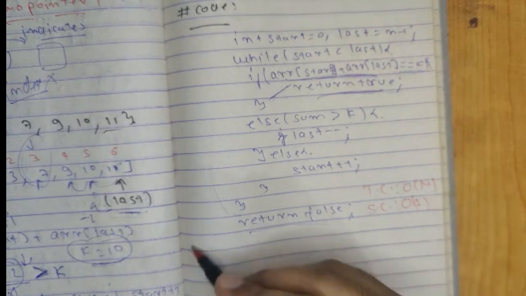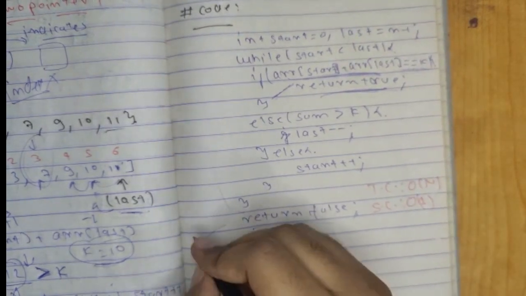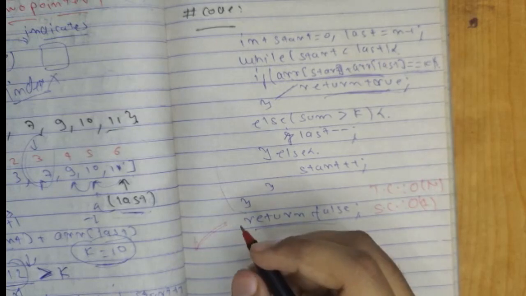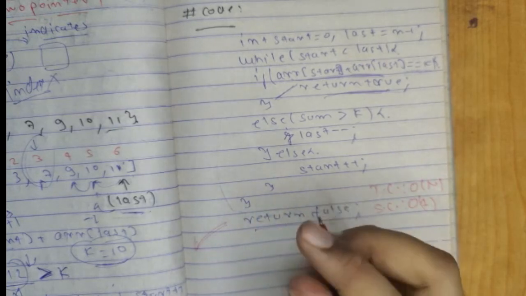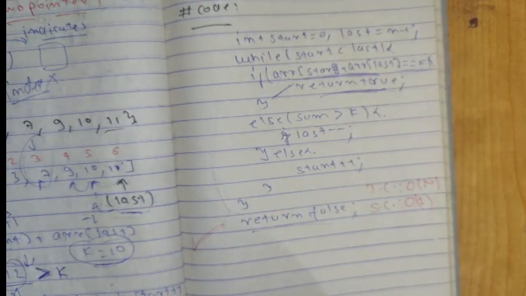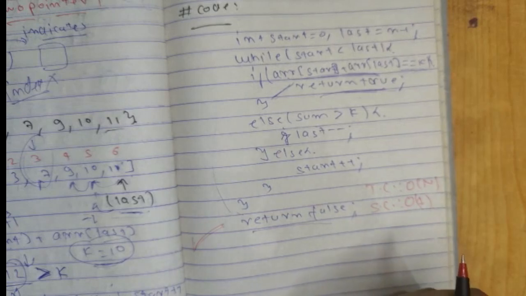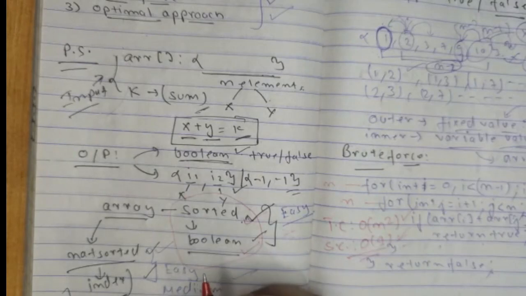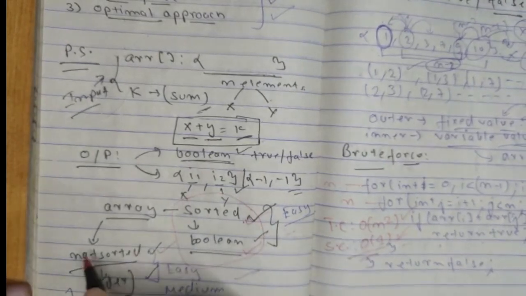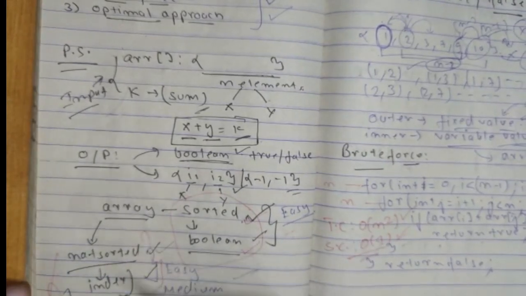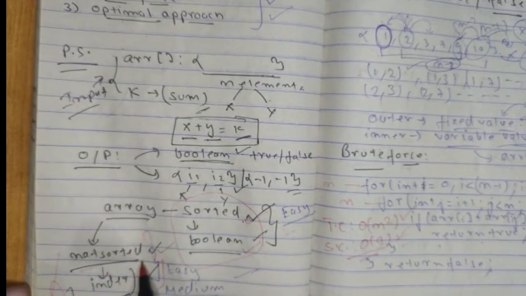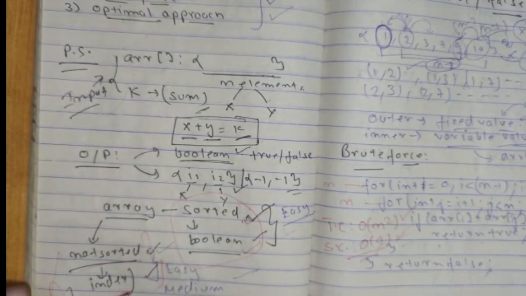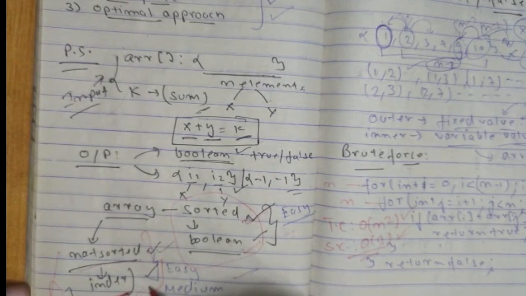Okay, so this is the optimal code for the two sum problem, and I have discussed only one category of this problem, where we have to return a boolean value. I'm not going to discuss the second category in this video because it will be too long. In the next video we will find what if the array is not sorted and we have to return its indexes. This will be a good question.